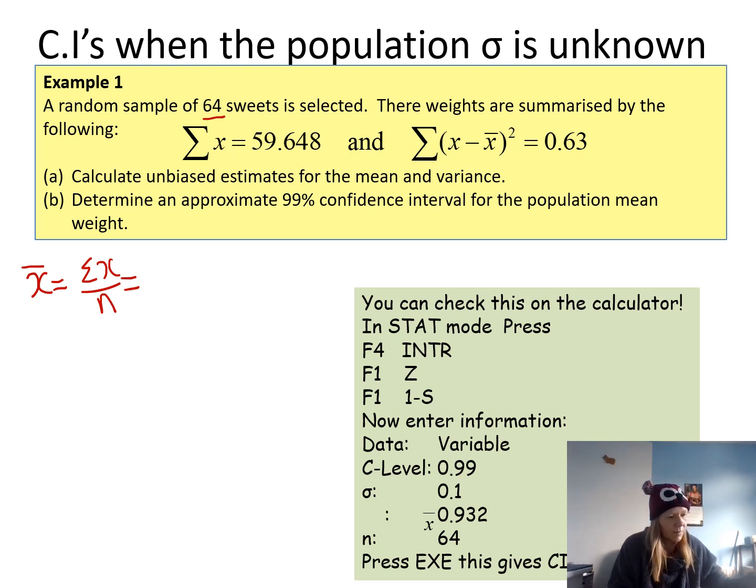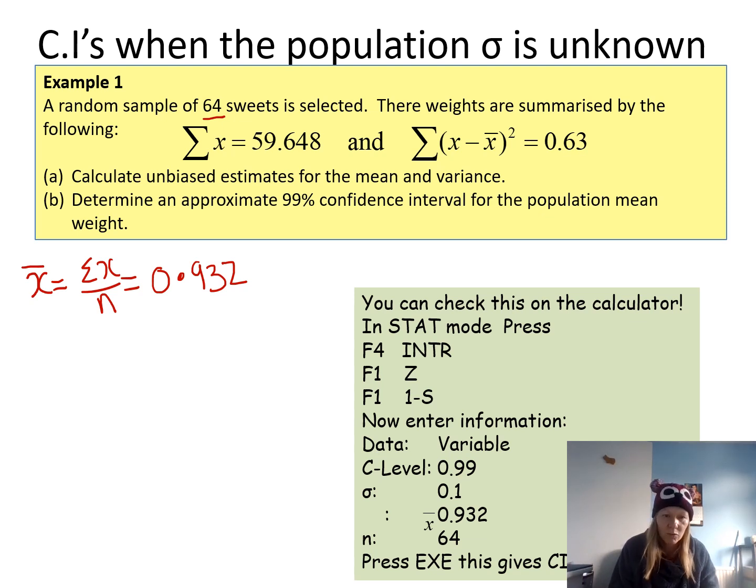Yeah, here it is. So you're dividing that by 64 and it gives you 0.932. Right, to find the standard deviation, because it says find the unbiased estimates of the variance.